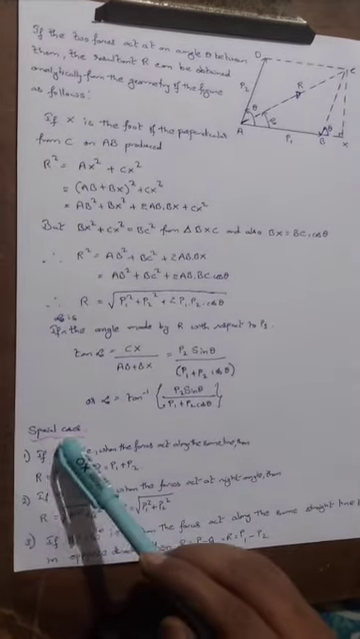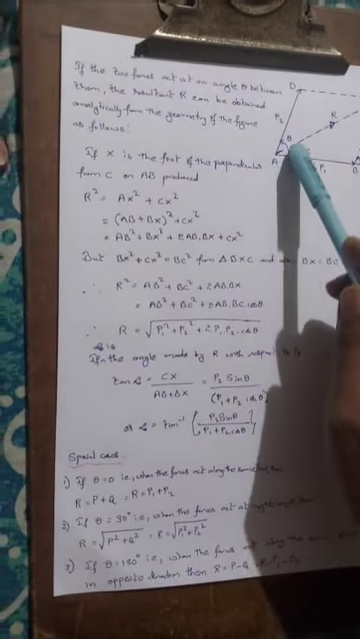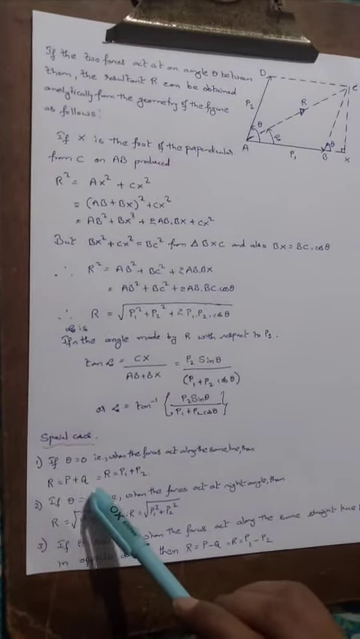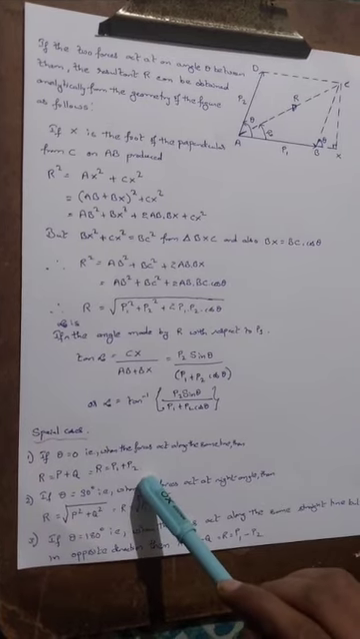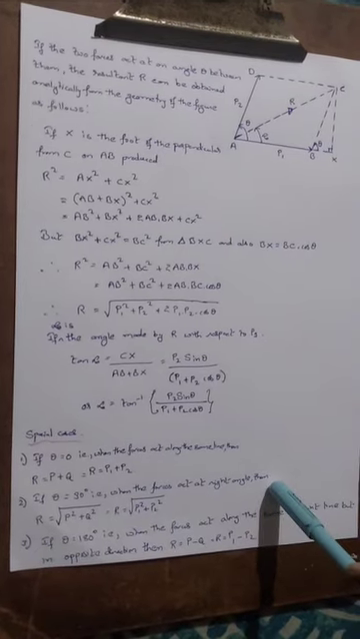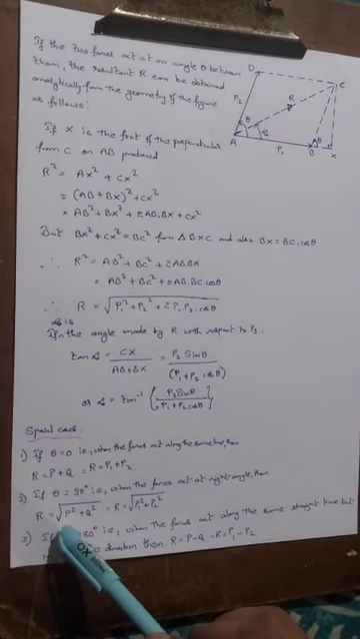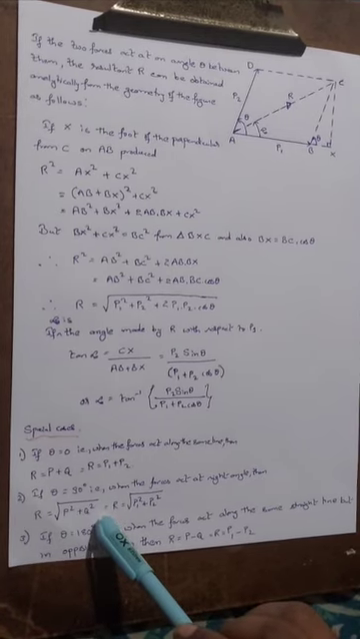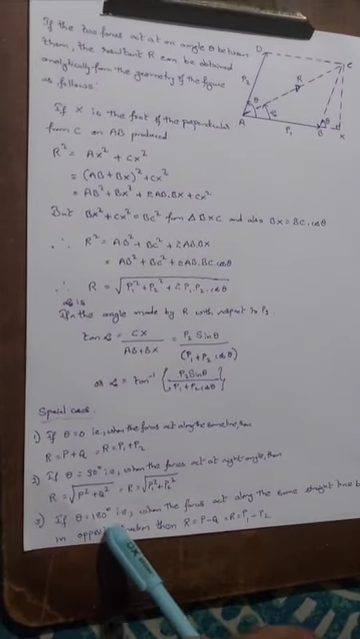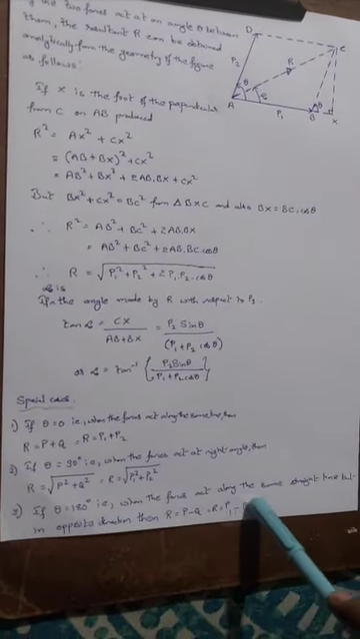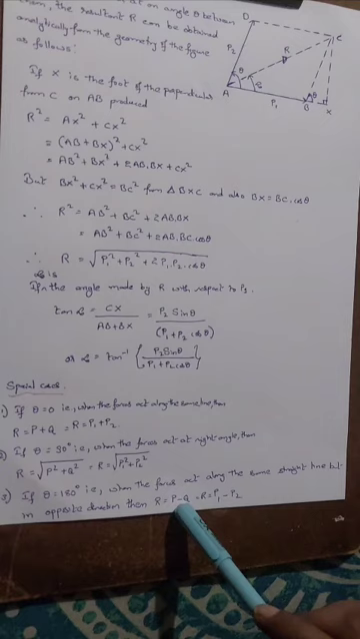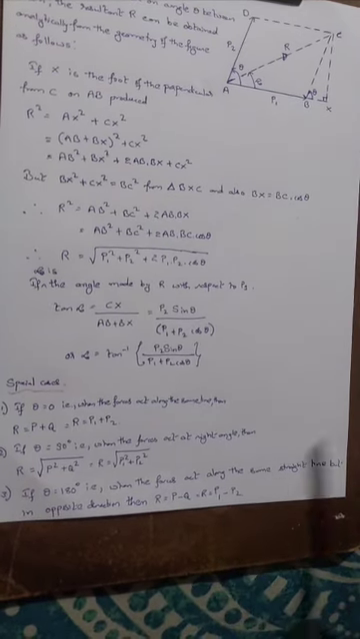In special cases, if theta is equal to 0, that is when the forces act along the same line, R is equal to P plus Q, which is R is equal to P1 plus P2. If theta is 90 degrees, that is when the forces act at a right angle, then R is equal to root of P square plus Q square, or R is equal to root of P1 square plus P2 square. If theta is equal to 180 degrees, that is when the forces act along the straight line but in opposite directions, then R is equal to P minus Q, or R is equal to P1 minus P2.